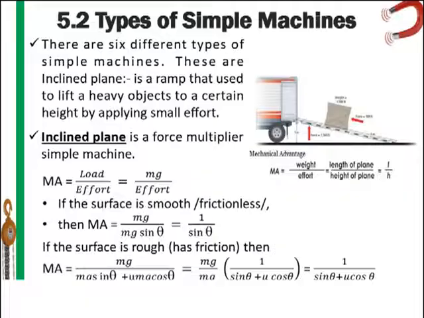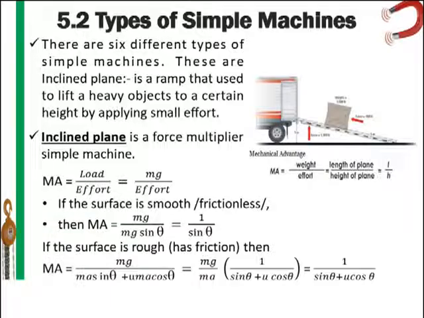Now, the mechanical advantage, as you know, is equal to the load divided by the effort. And we can say that the load is in fact mg, because that's the weight of the actual object, so it's going to be mass times g. And so the mechanical advantage is the load divided by the effort, in this case mg over effort. Now, if the surface of the ramp is smooth, or let's say frictionless, then the mechanical advantage is going to be equal to mg divided by mg sine theta.